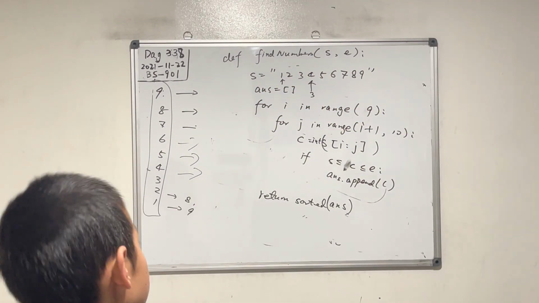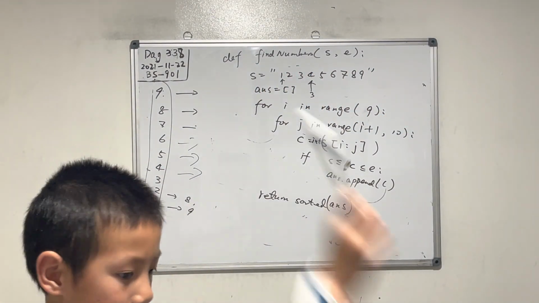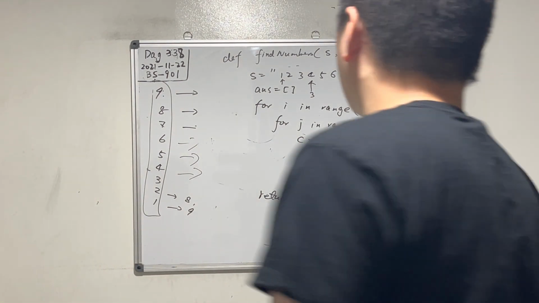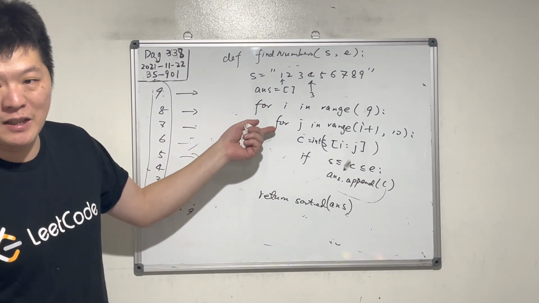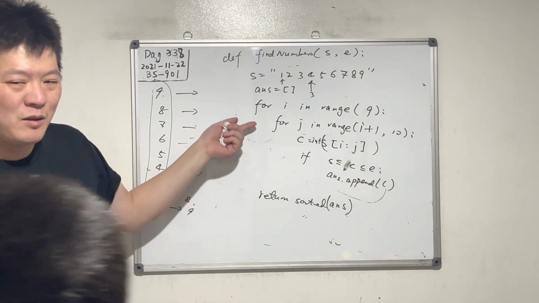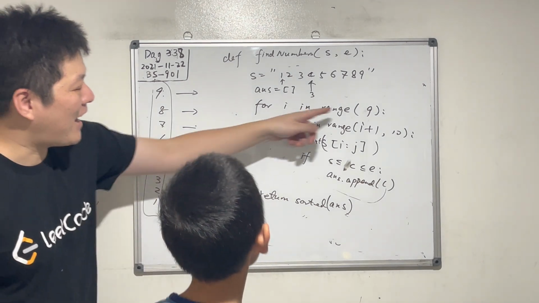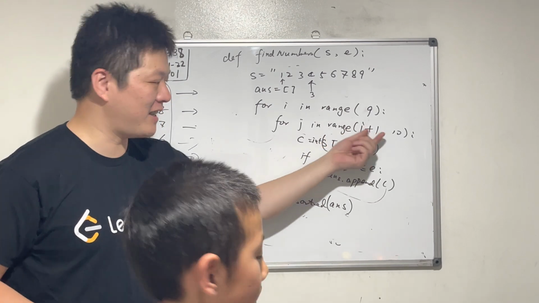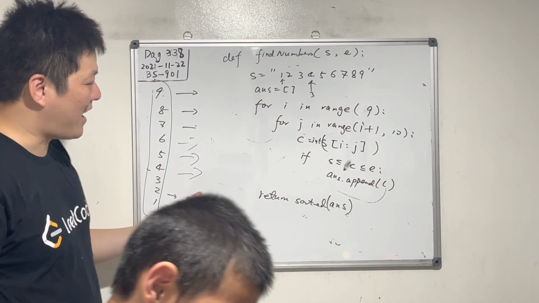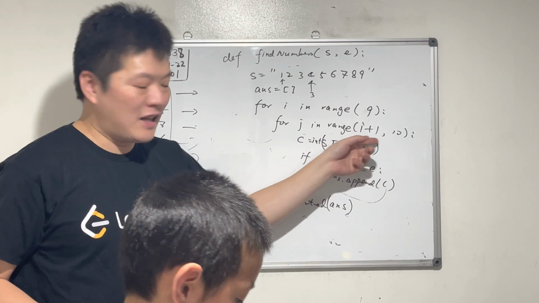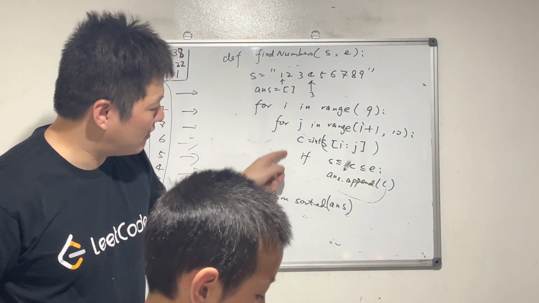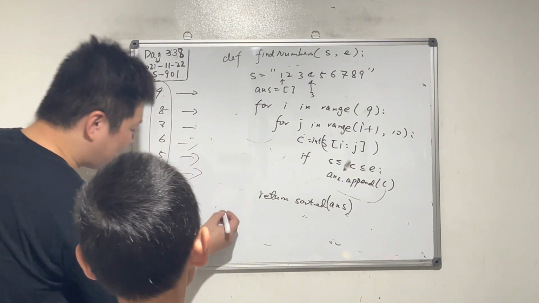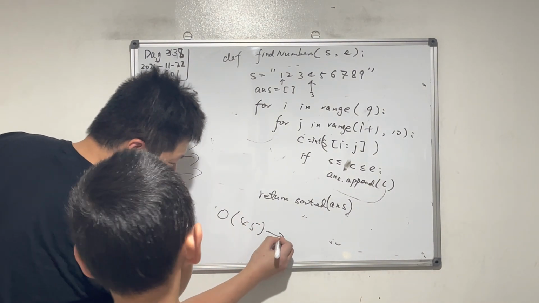What's the time complexity for this one? Look at this one. How many iterations? Where's the n? Come on. There are 9 iterations here, at most 9 iterations. So there are at most, as we said, 45. So it's actually O(45), which is O(1).